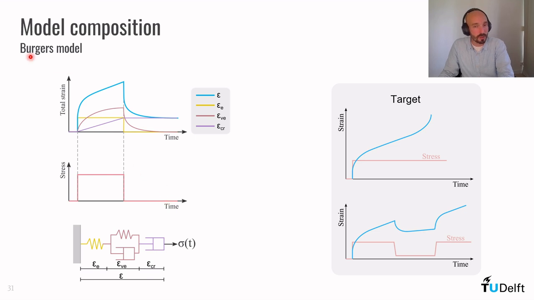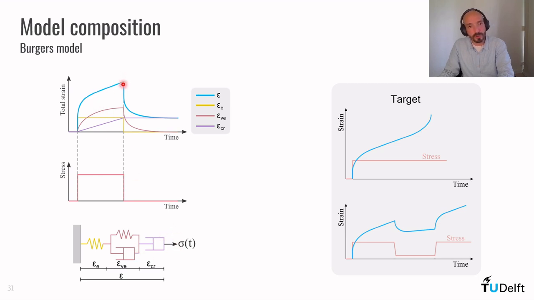When you use this model, it seems like it's getting closer to what we want. You see, we have something that looks like transient creep here, and then it becomes constant, so we are able to model secondary creep or steady state creep because of this dashpot.